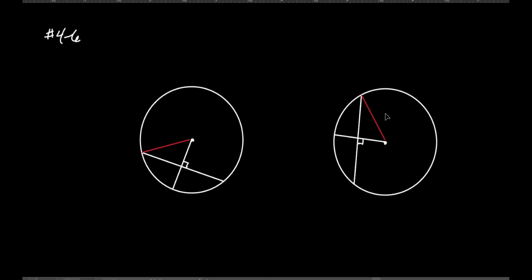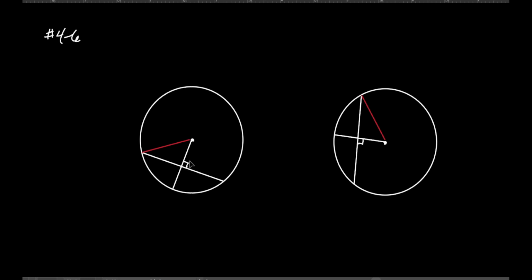So if these are congruent circles, then these radii are the same, yes? All right, so the radii are the same. If they hit perpendicular, then these chords are going to be the same. So that's the geometry, all right? So if they're congruent circles, then this chord and this chord are going to be equal to each other because they are perpendicular to the radius.